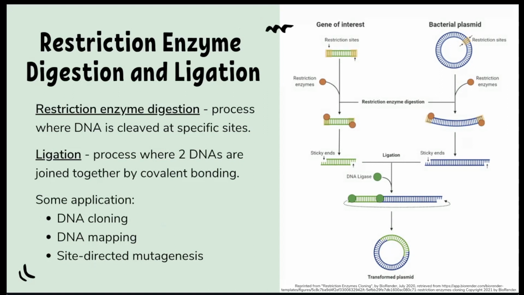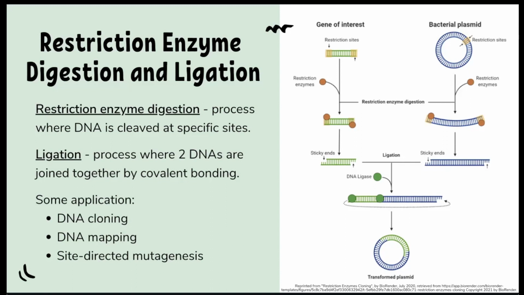If you recall, in recombinant DNA technology, the DNA fragment that is transferred is called the gene of interest, while the DNA where it is inserted is called the vector. Restriction enzyme digestion allows us to cut out and isolate the gene of interest, and ligation allows us to combine the gene of interest with the vector, making the recombinant DNA.